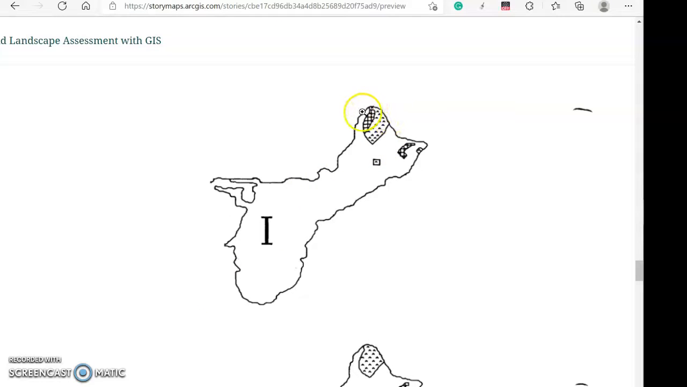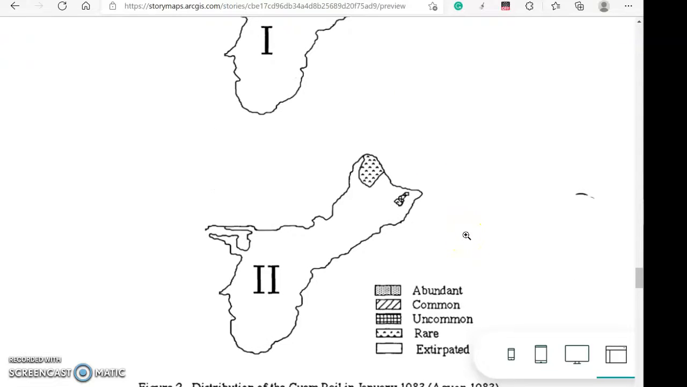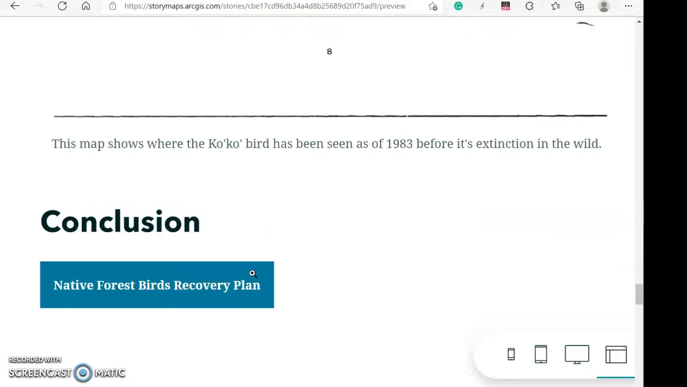This is what we consider Ritidian Point. There will be another map down below to go into further detail. And here's the legend. This is where the birds were most abundant. They were the most common, uncommon, rare, and extirpated. I'm so sorry.